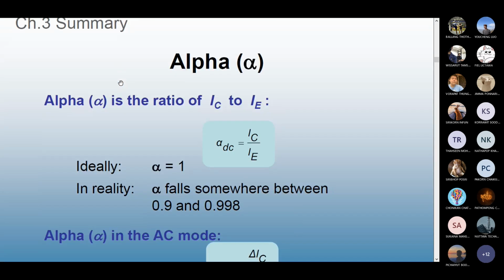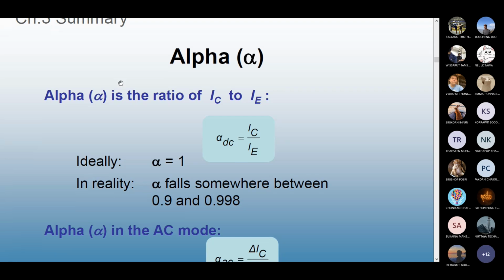There's another parameter known as alpha. It is the ratio of the collector current to the emitter current. IC over IE is alpha. In DC mode, alpha DC is IC over IE. If IC is exactly the same as IE, just like the approximation, alpha ideally would be 1. However, if you take IC plus IB equals IE, IE is slightly larger. So alpha would fall in between 0.9 and 0.998.